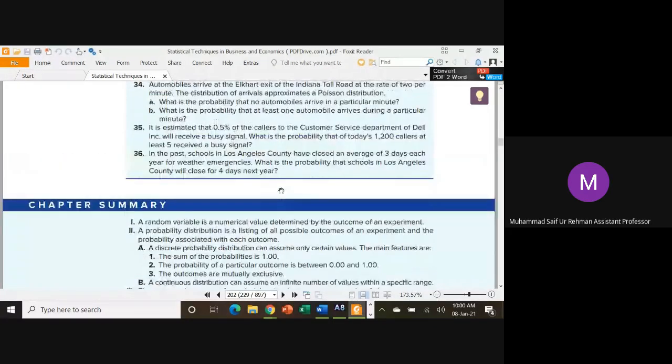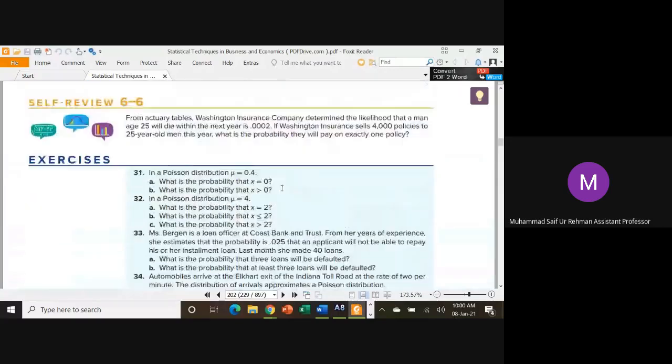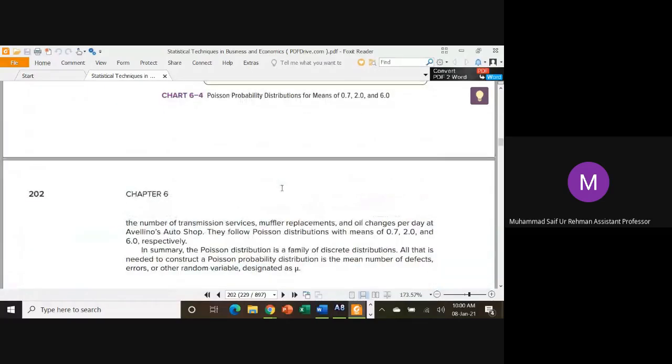So now this chapter is over. Inshallah, in the next class, we will start continuous probability distributions. In that, we will learn what the uniform probability distribution and normal probability distribution are, and if we find time, we will talk about the exponential probability distribution. These three are the types of continuous probability distribution. Up till now, we have covered discrete probability distributions: Poisson, hypergeometric, binomial are all types of discrete probability distribution.